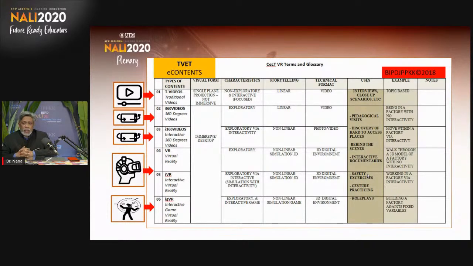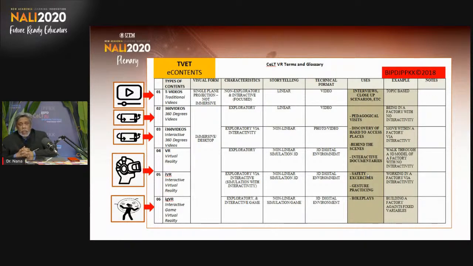Of course, you've got the PDFs, you've got the books and flips and all of that. So what I'm going to concentrate on now is the online contents, as far as video and video art is concerned. There are six types of contents that we have categorized and developed. The first one begins with the traditional videos.